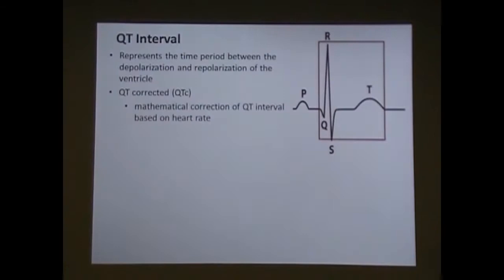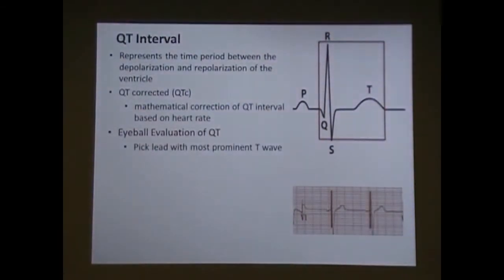QTC is a mathematical formula for calculating what the QT is based on heart rate. So whenever you're looking at the EKG, make sure you're looking at QTC, because it's already calculating for that heart rate and what it is. Eyeball evaluation, the easiest way.